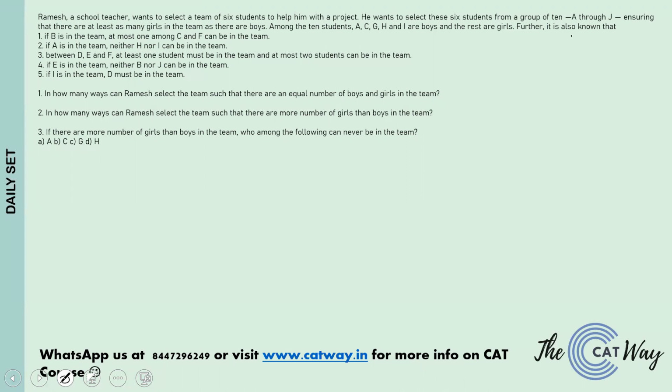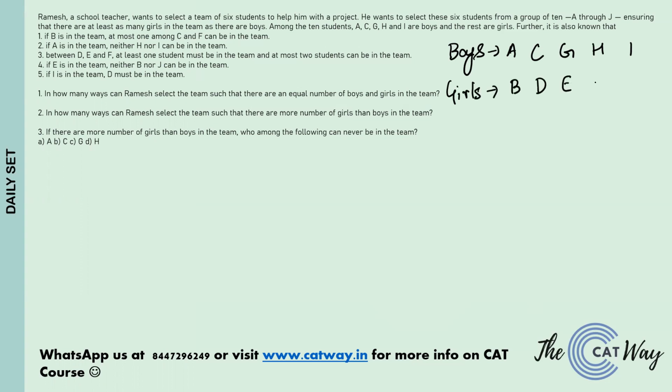Now we have been given who all are boys, so let's write it down. Boys are A, C, G, H, and I. So the girls would be B, D, E, F, J. These are the girls.